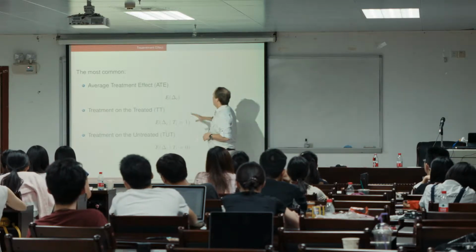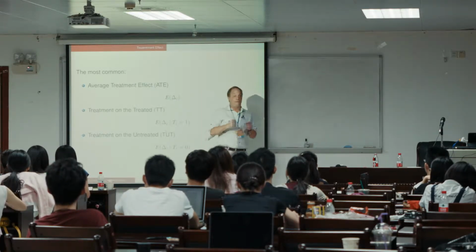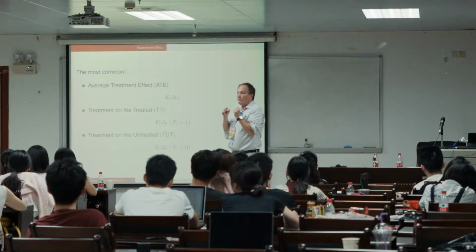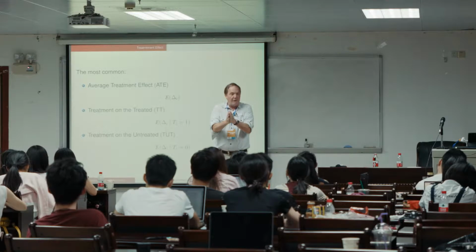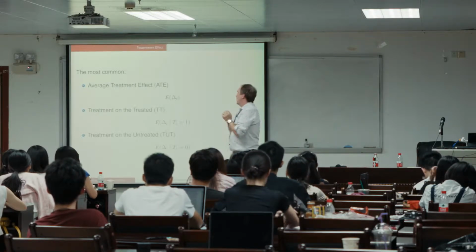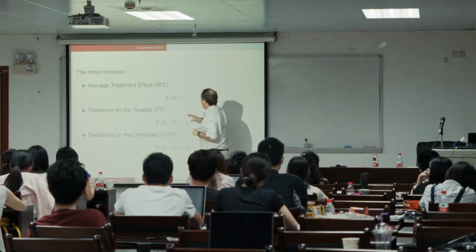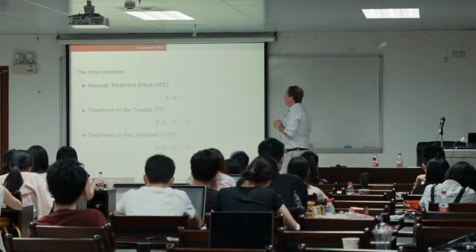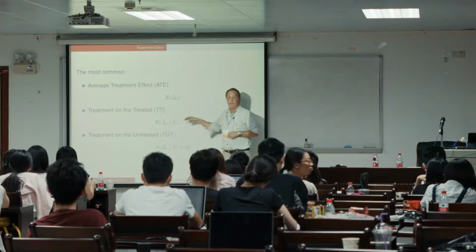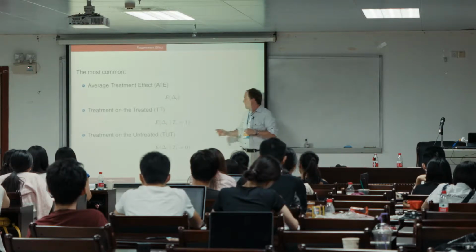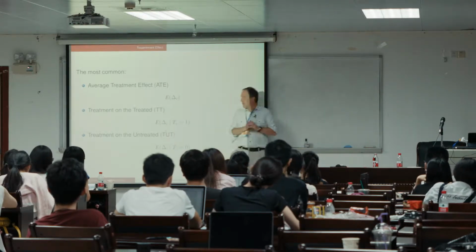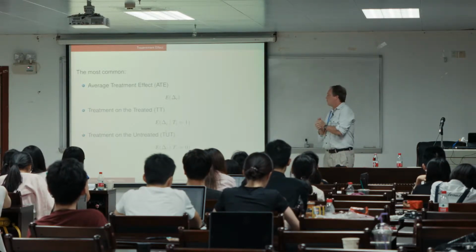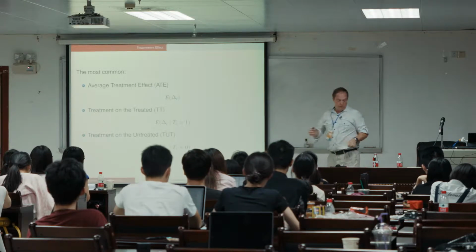The most common is going to be the average treatment effect. So what is the average treatment effect? This says if I randomly draw a person from the data, what is the effect of the drug for that person? Okay. Another counterfactual that people talk about a lot is the treatment on the treated, which is the effect of the drug for the people who receive the treatment. And then there's also the treatment on the untreated, which is the expected value of the treatment for people who don't receive the treatment.